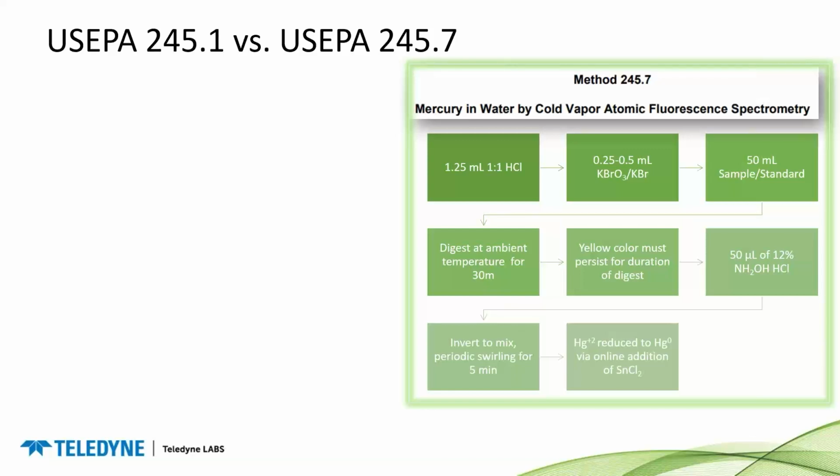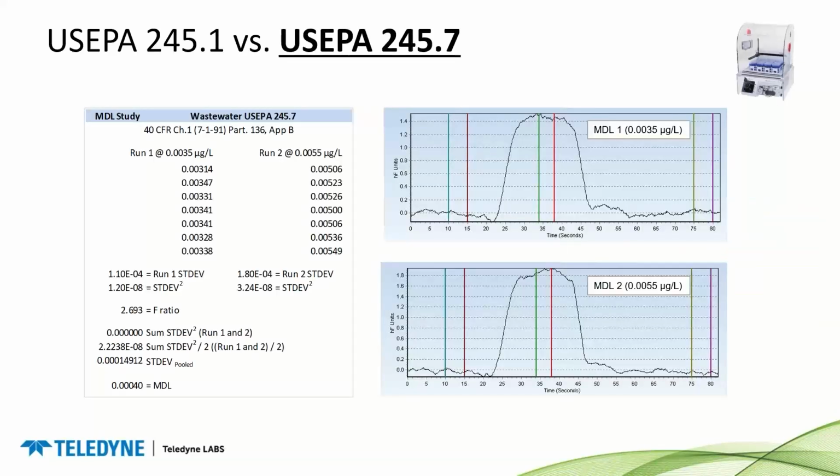This we just invert to mix and swirl for about 5 minutes. It's more gentle on this process than the last one since it is more sensitive. You don't want to be taking the cap on and off and things like that. And the last step is to reduce the ionic mercury into the elemental mercury for detection.